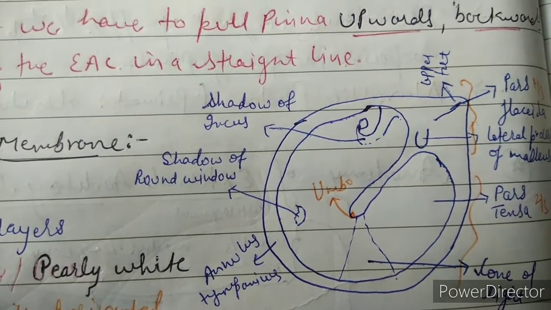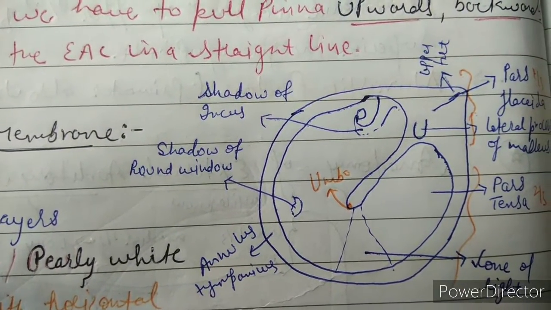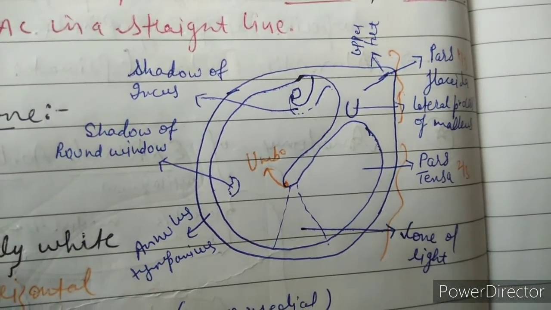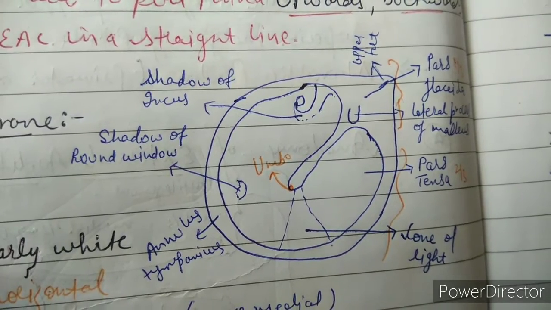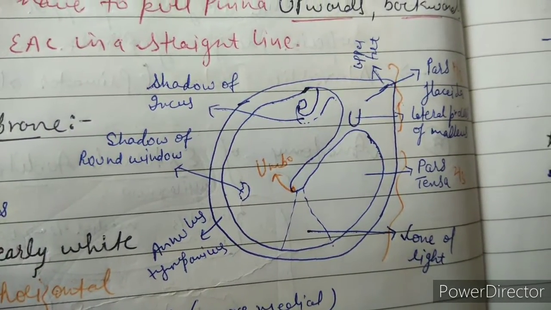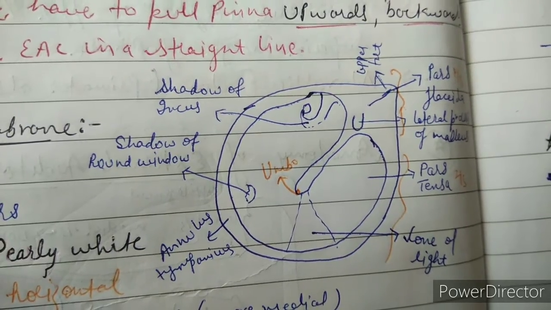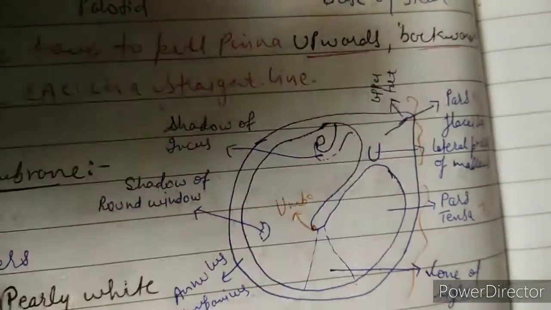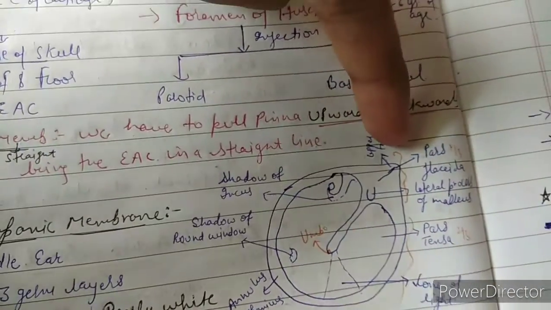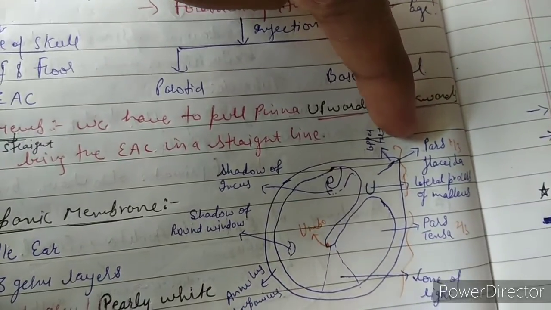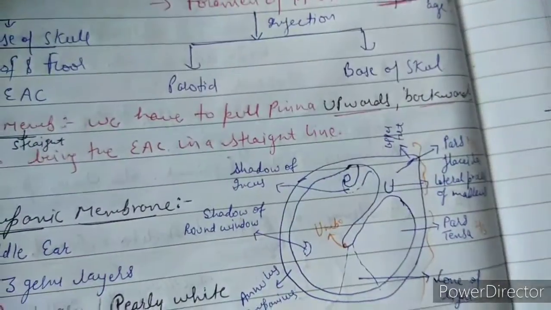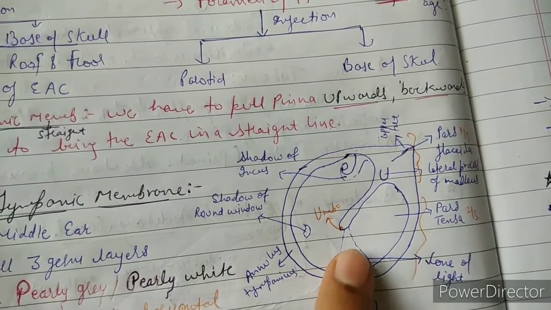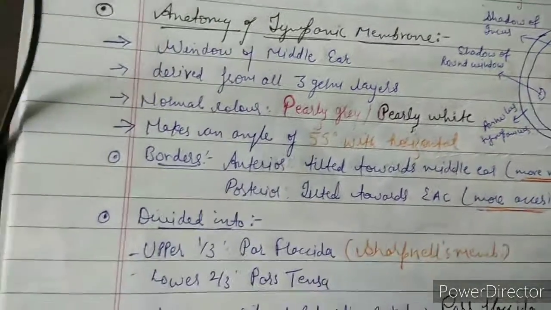Now we have the shadow of the incus, the shadow of the round window, the annulus tympanicus, the cone of light, and the pars flaccida above. So guys, the tympanic membrane is divided into two parts, that is pars tensa and pars flaccida. Pars tensa means it's very tense, pars flaccida is loose. The pars flaccida is this part. It is 1/3, and the pars tensa below it is 2/3. The lateral process of malleus is also present there, and the cone of light. As you can see, this is the cone of light. So now we'll see one by one.